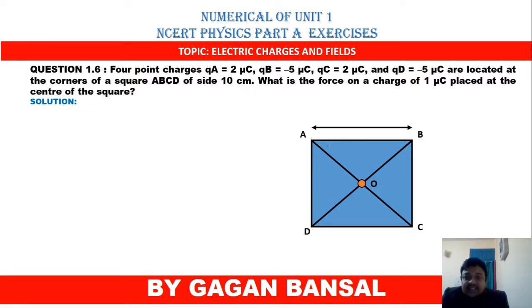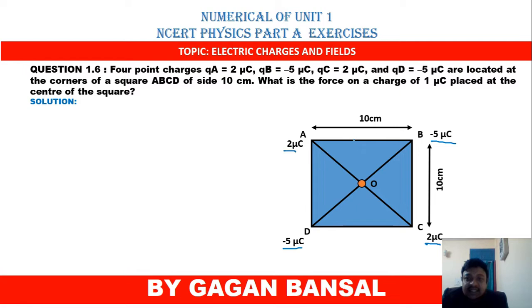This ABCD has equal sides. AB and BC both are of 10 centimeters. It is given in the question that the charge at A is 2 microcoulomb, the charge at B is minus 5 microcoulomb, the charge at C is 2 microcoulomb and the charge at D is minus 5 microcoulomb. So from this figure you can understand that AB, BC, CD, AD are all equal to 10 centimeter.